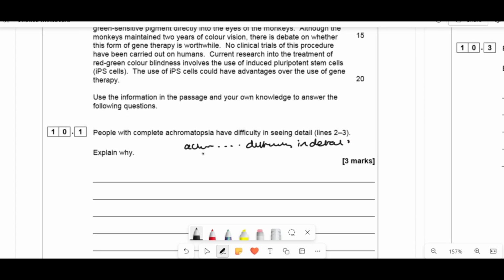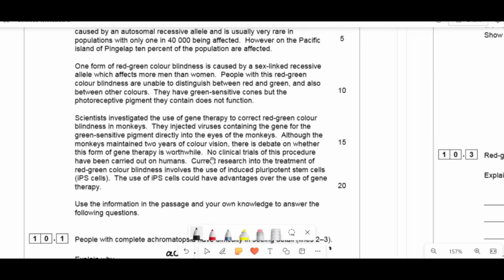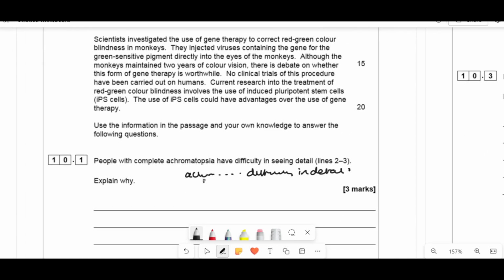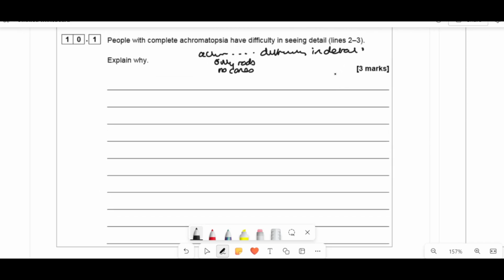So now we've got achromatopsia means, what was it? Sorry. We have only rods, no cones. That's what the questions have told us. Establish the facts first before you dive into the explanation. So for some reason, having only rods and no cones means difficulty seeing in detail. Now you dig into your head and say, well, what's going on? So first of all, start by pointing that out. There's no cones, only rods, right? Then we need to explain why that causes difficulty in detail.